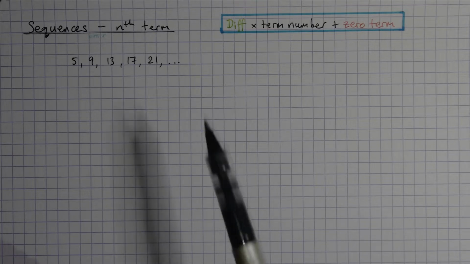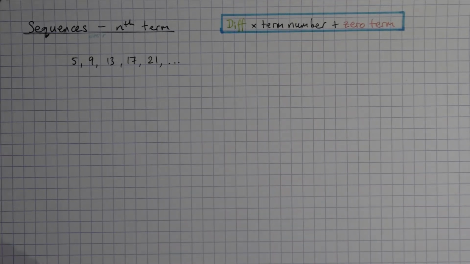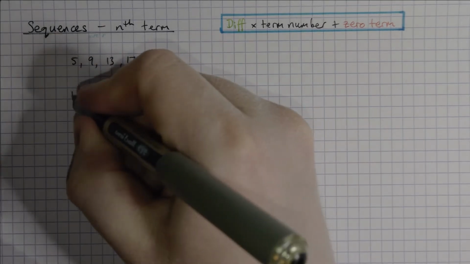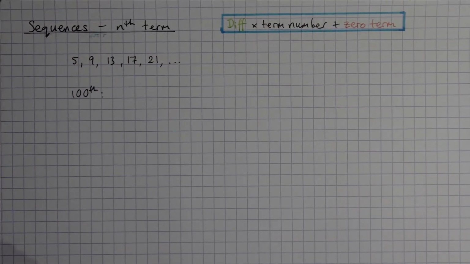So for example, if I wanted the 100th term in this sequence, I can use this rule up here. It wouldn't be necessary to work out the first 99 terms in order to find the 100th. So let's just go through that one again. Suppose I wanted to jump straight to the 100th term of this sequence here. I'm going to use this rule.